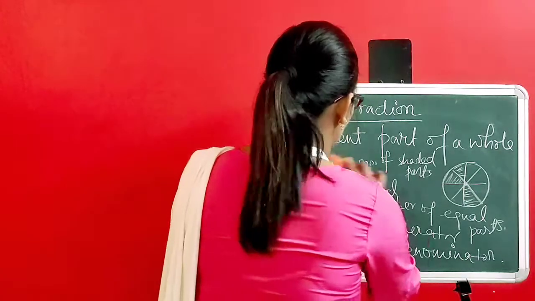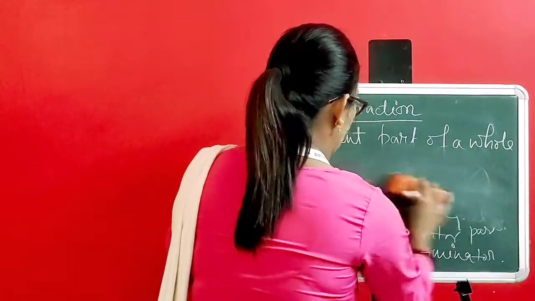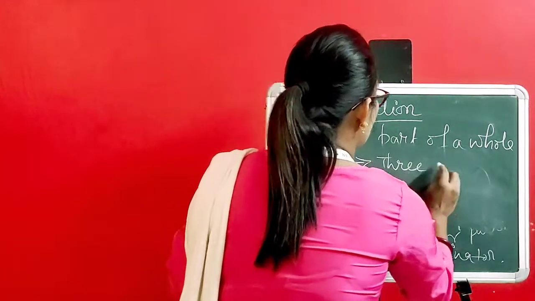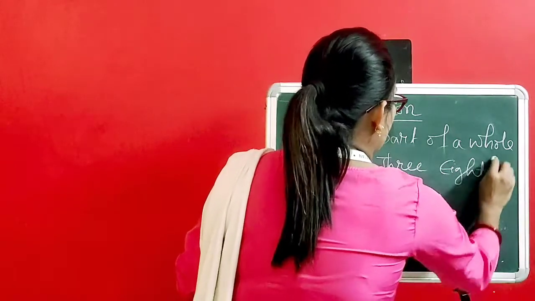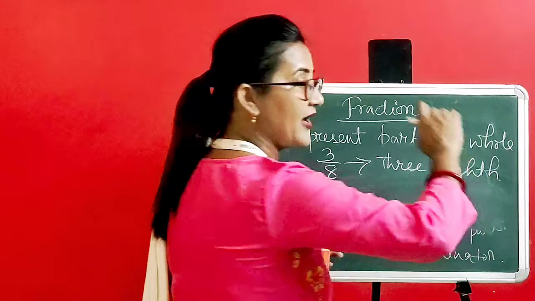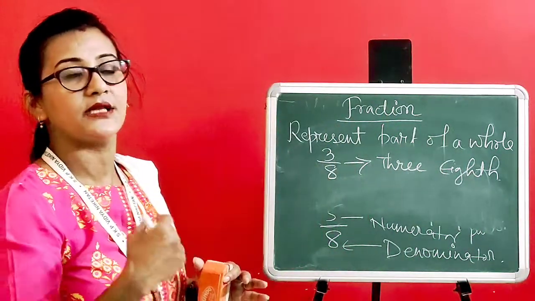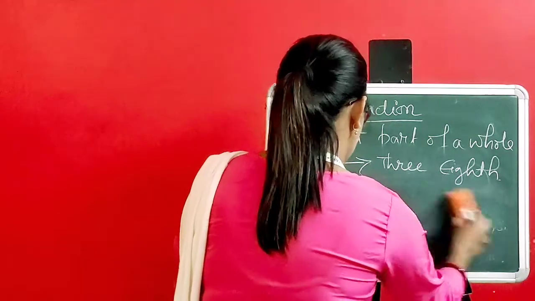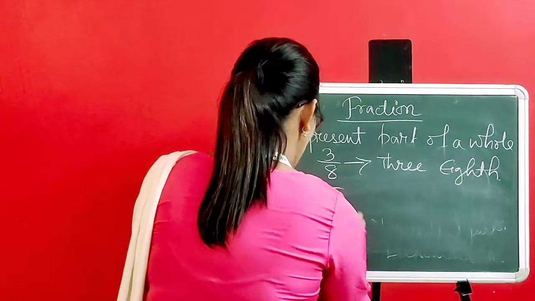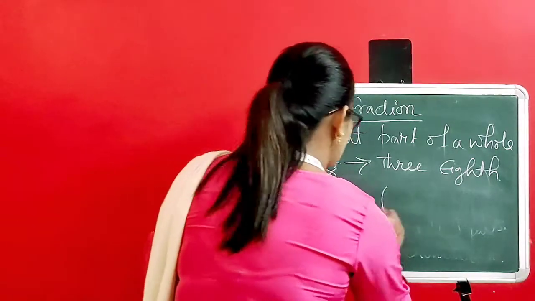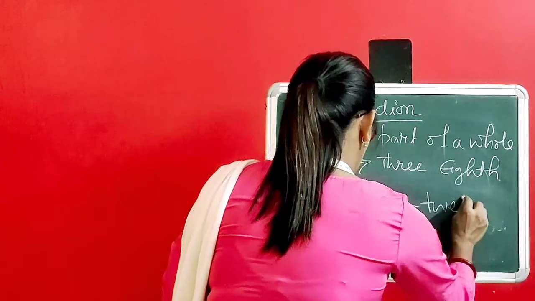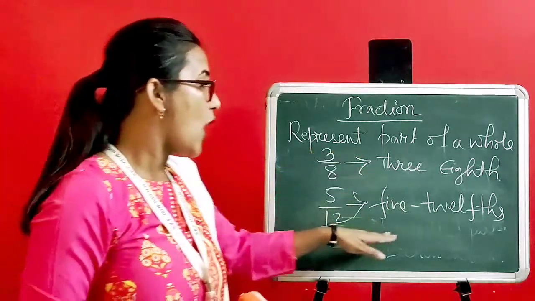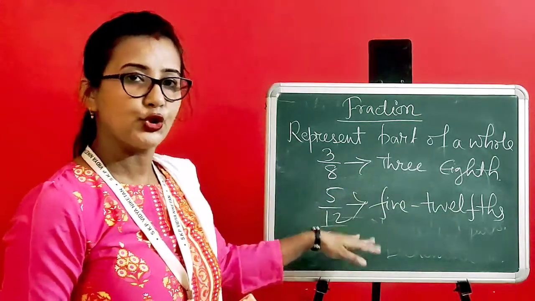Let me write this. Suppose 3/8, we write 3/8. For the denominator part we need to say "th", like 5/8, or if it is, suppose, 5/12, we will say it as 5 twelfths. This is how we pronounce a fraction in words.